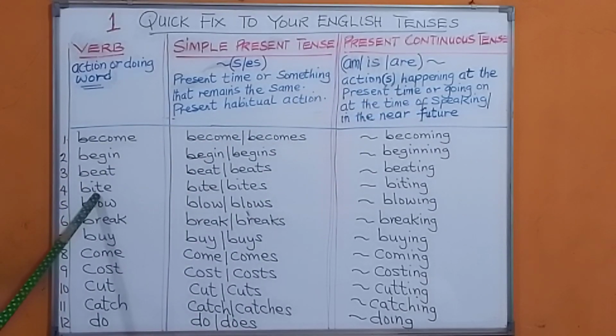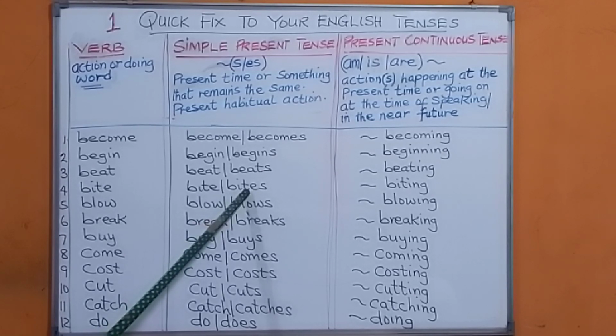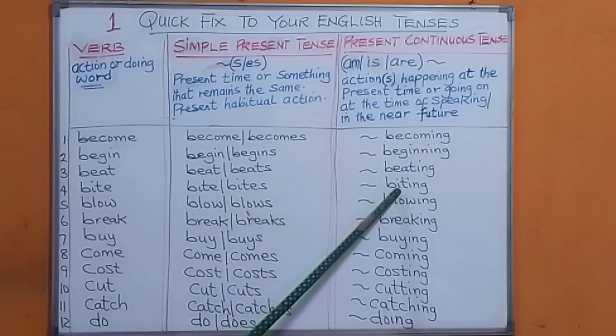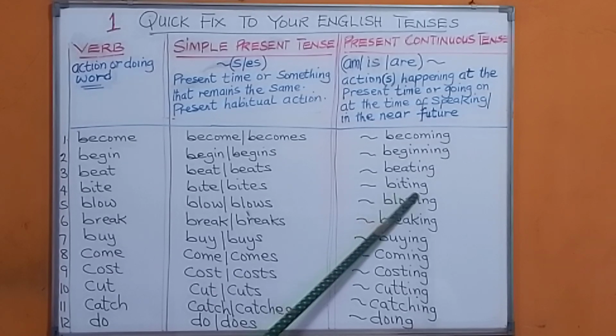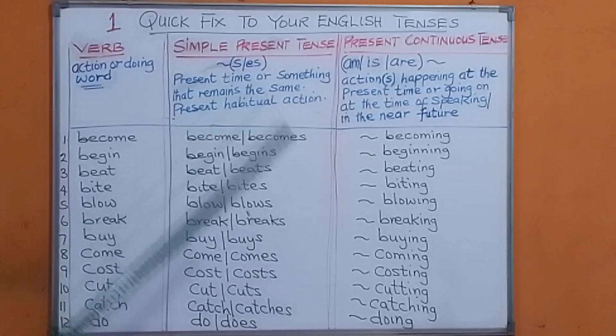Come to bite. The verb bite. If it's many, you say bite, we bite. One person bites. If it's one thing, bites. Present continuous, biting. Okay? He is biting, I am biting, we are biting.